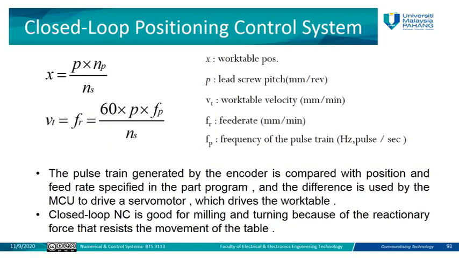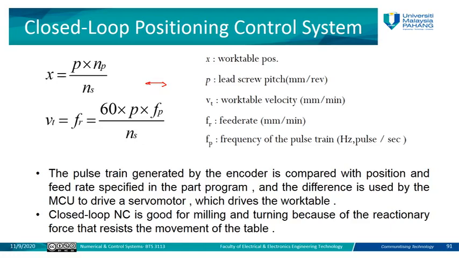X here is the work table position. In order to calculate the displacement of the work table, I mean the distance that the work table will be moved towards or away, it is equal to P times MB over NS. P here represents the lead screw pitch, which, as mentioned before, is in millimeters per revolution when we talk about the lead screw.